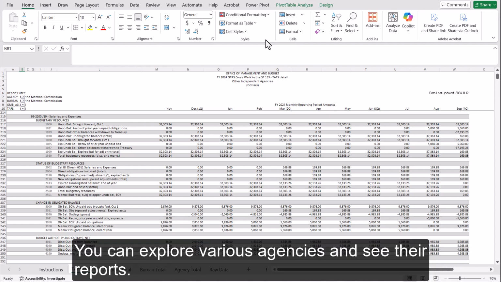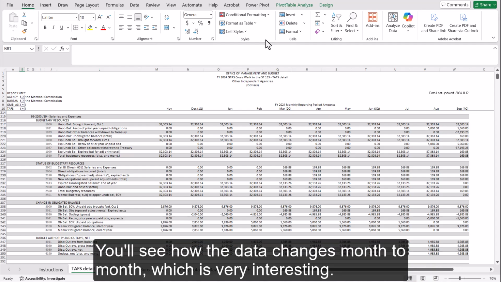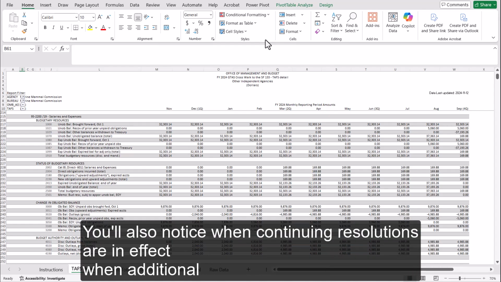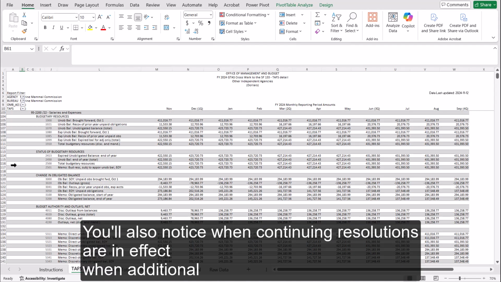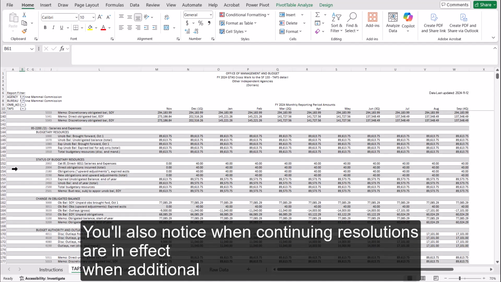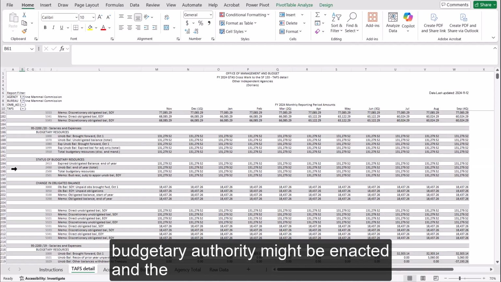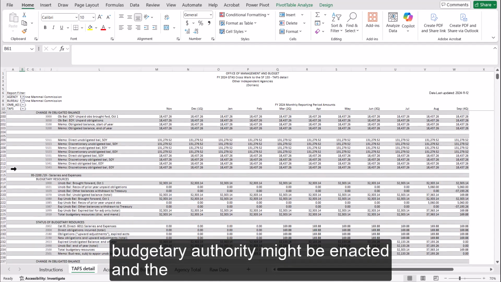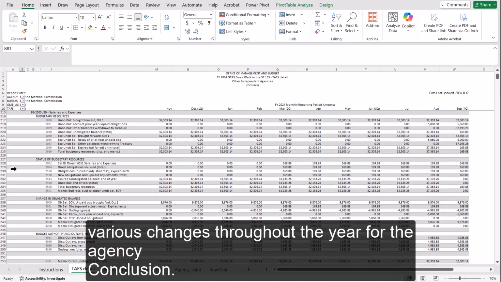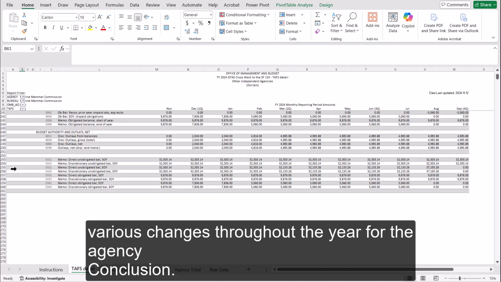You can explore various agencies and see their reports. You'll see how the data changes month to month, which is very interesting. You'll also notice when continuing resolutions are in effect, when additional budgetary authority might be enacted, and the various changes throughout the year for the agency.